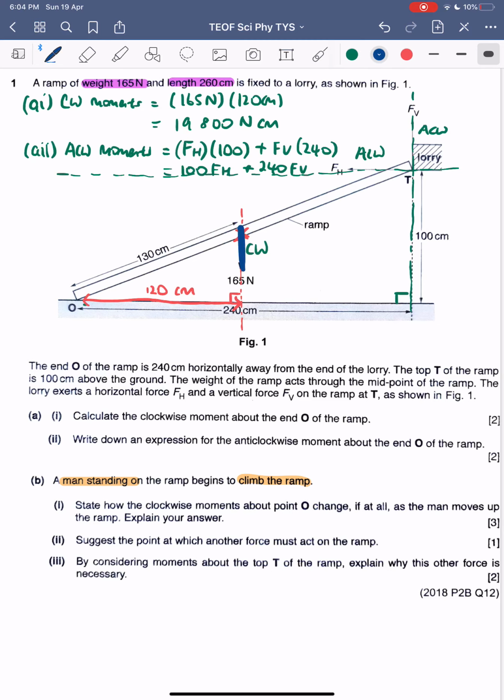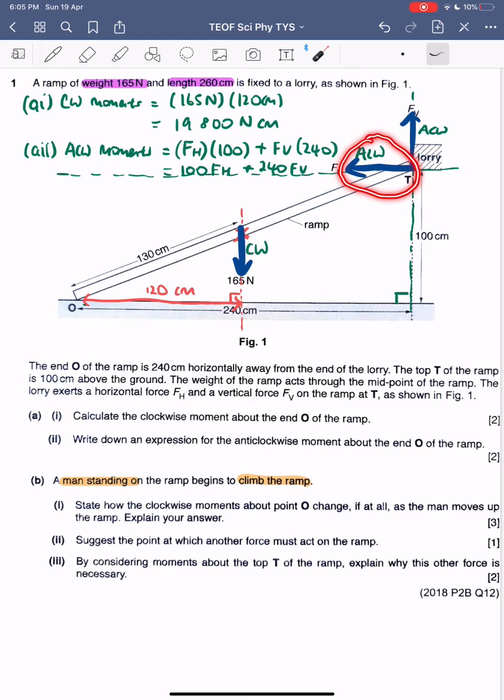Okay, so we have 3 forces in the diagram, right? And over here we are asked to point out another place where the force must act on the ramp. So here we have a vertical force. Now this vertical force, we know that net force must be 0, right? So this vertical force can be balanced out by another vertical force, which is due to the weight of the beam. However, here we have a horizontal force at T, and it's acting to the left.